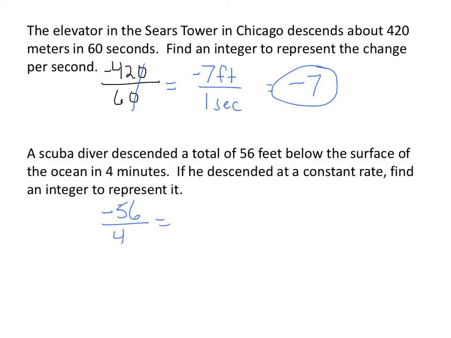So once again, we're just going to go ahead and divide. So you're going to do 56 divided by 4, which is 14, and it's a negative divided by a positive, so it's negative 14. So he's going down 14 feet per minute if we're going to write it that way. Otherwise, if we're just looking for the integer, it's negative 14.